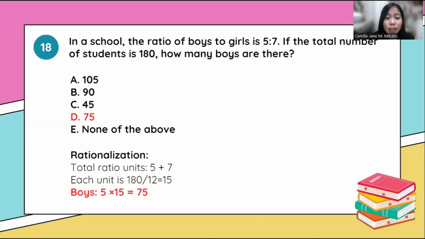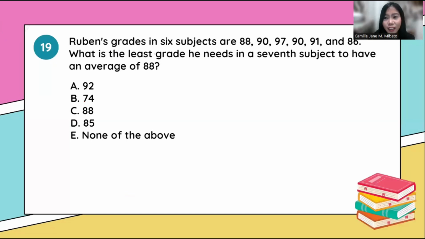The total ratio is 5:7. So if we add them both, 5 plus 7 is equal to 12. And the total number of students in the class is 180. So 180 divided by 12 is 15. And the ratio of boys to girls is 5:7, so we have 5 times 15 is equal to 75. That is why the correct answer is letter D, 75. Okay? Okay. Let's have question 19.